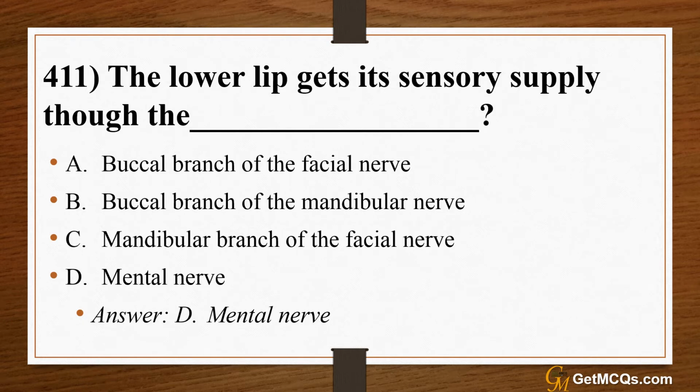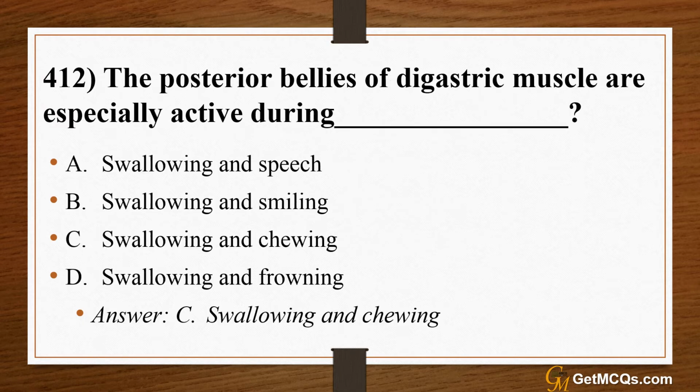411. The lower lip gets its sensory supply through the? Answer: D. Mental nerve. 412. The posterior bellies of digastric muscle are especially active during? Answer: C. Swallowing and chewing.